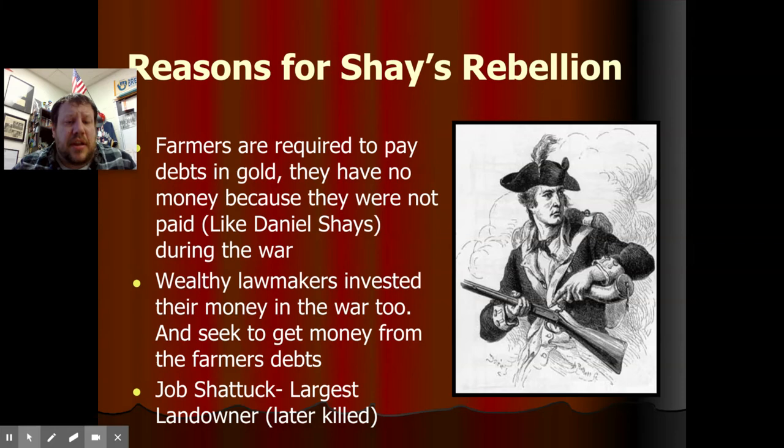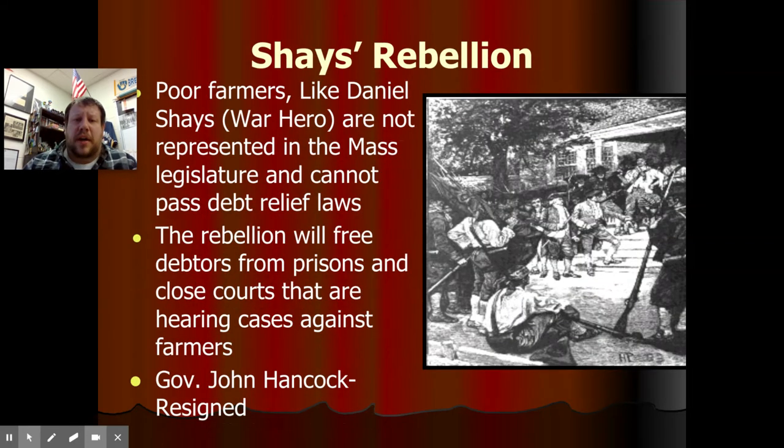And so all these wealthy lawmakers that invest their money too, they want to try and get their debts back. And essentially these guys all got angry and, we're taking all this land up, that kind of stuff. These landowners were like basically ripping off these farmers for their land, buying it off of them at pennies on the dollar and getting even richer off the process. Well, Daniel Shays, right, war hero, all that kind of stuff, did not feel they're being represented, did not feel their issues are being taken care of. And at the time, the only way to actually get themselves heard was through rebellion.